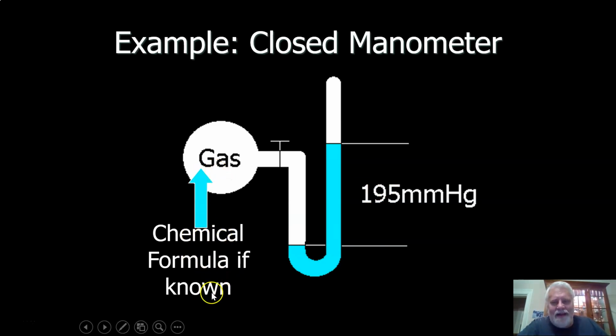Chemical formula, if known, goes inside there. So this is an example problem. You have to include a tiny little drawing on all of these problems. You're going to be doing this drawing of a manometer 10 times, just to be very clear on that. You're going to lose a lot of points because you have to show where the levels are. When it's closed, it'll always be oriented like this: lower on the gas side, higher on the closed end.